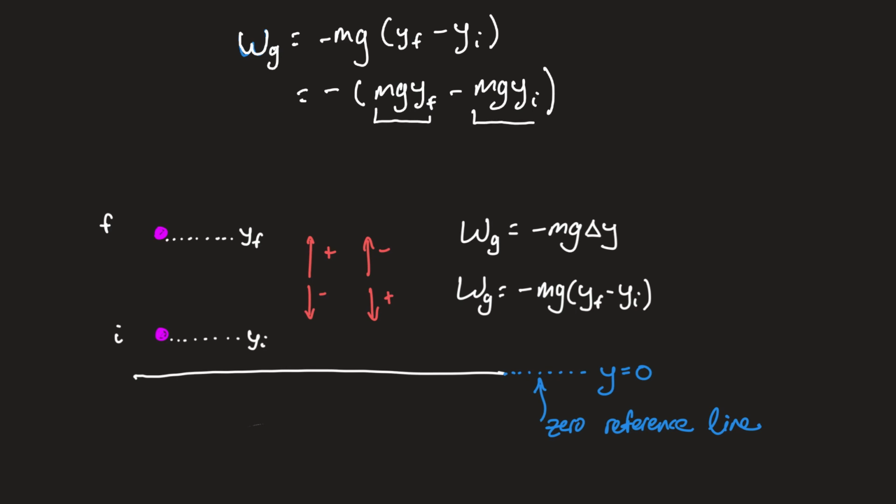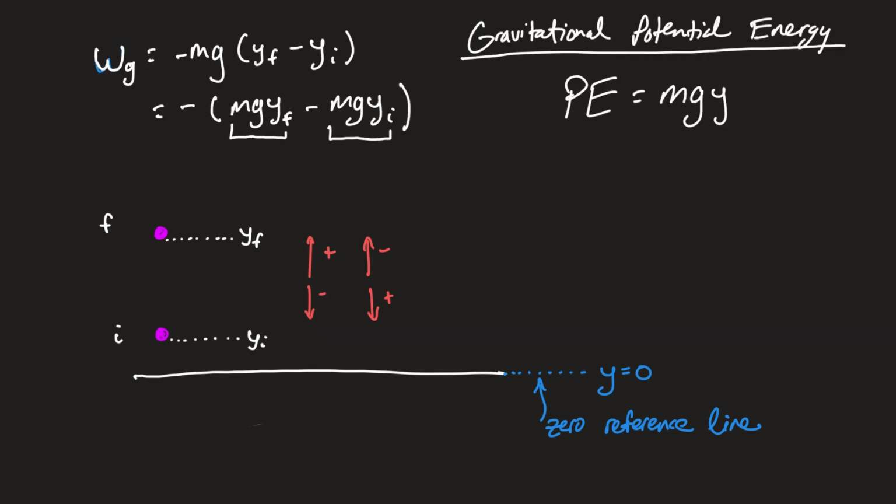We call this something. Pause the video and see if you can figure out what we call that. It's just a term. You might have heard of it before. But this very important calculation of multiplying the mass of the object times the gravitational field strength by its vertical position is a very useful thing to do. So think about it, what is it called, and then we'll see.